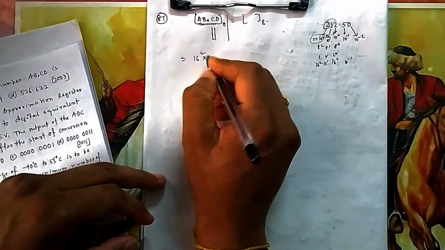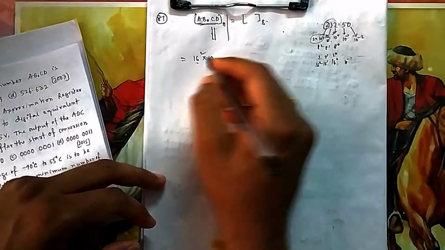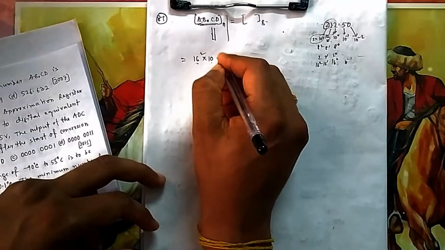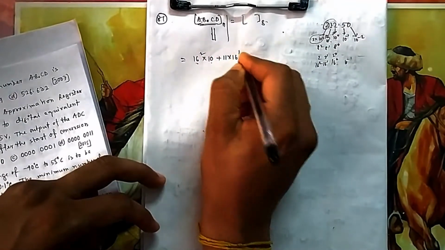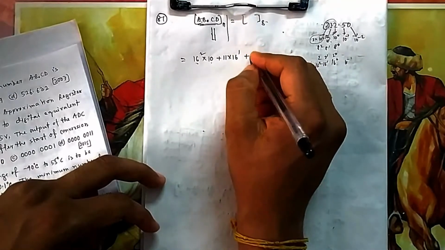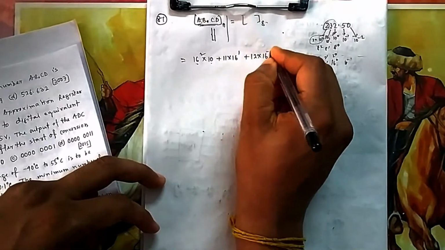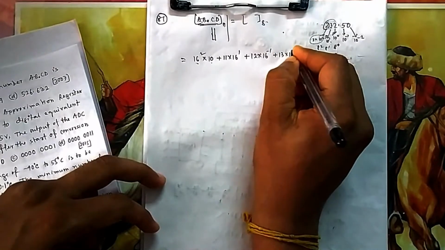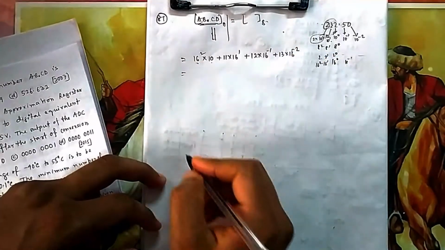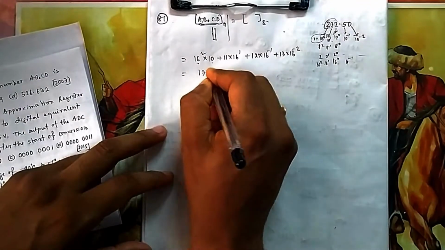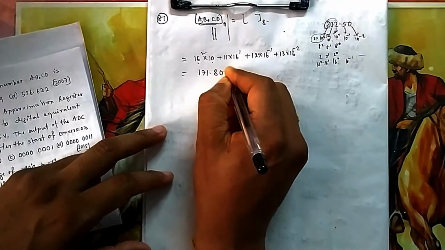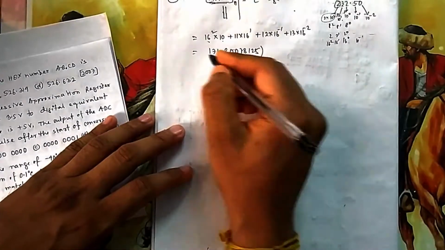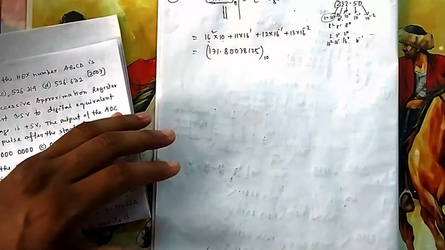So A is 10, multiplied by its place value, 16 squared. Then B is 11, multiplied by 16 to the power 1. Then C is 12, multiplied by 16 to the power minus 1. And then D is 13 into 16 to the power minus 2. If you add these, you will get 171.8007818. So this is your equivalent decimal.